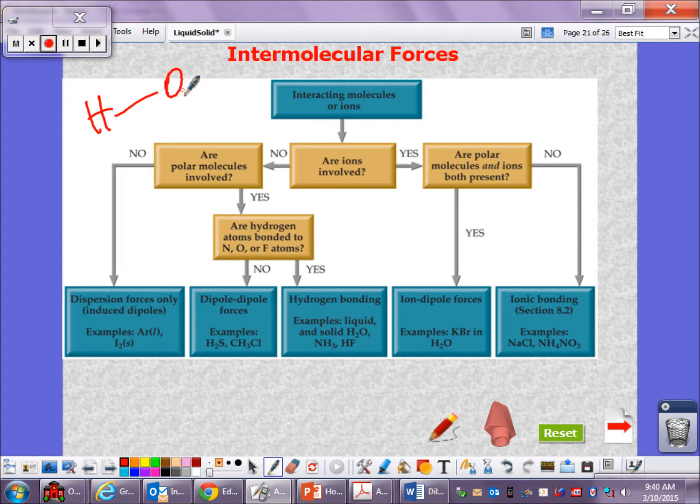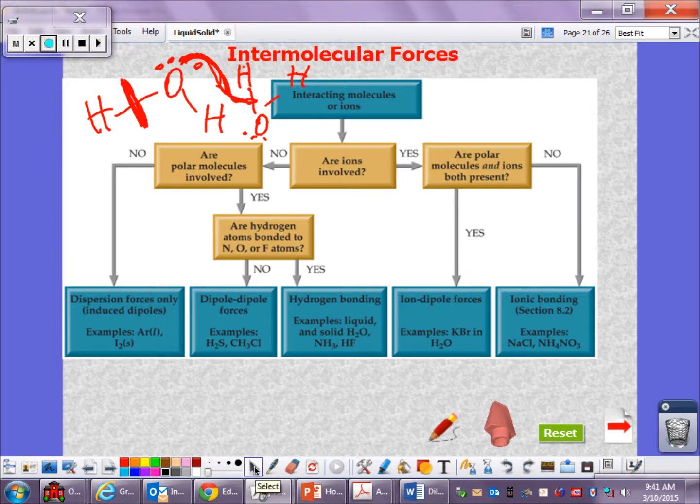This is your oxygen, this is your hydrogen. You boil your water, you change it from liquid to gas. You never break this bond. It is too strong. This is the covalent bond. What you really break is, I have another water here. This is H, this is O, this is H. What you really break is the interaction between the oxygen from this water molecule and the hydrogen from the other one. It is the intermolecular force.